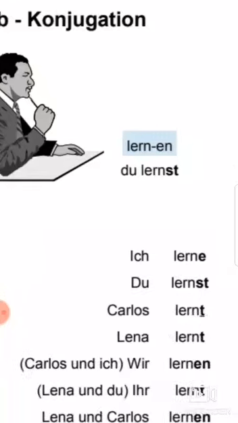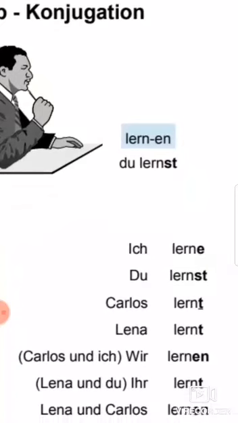Konjugation. So, ich lerne. I learn. To L-E-R-N, you have to add only E. It becomes ich lerne. You learn, du lernst, L-E-R-N-S-T.